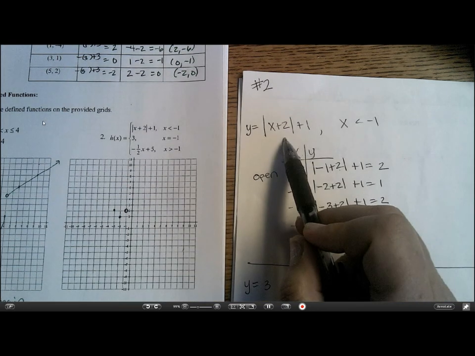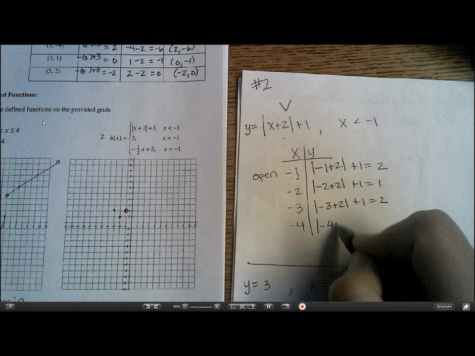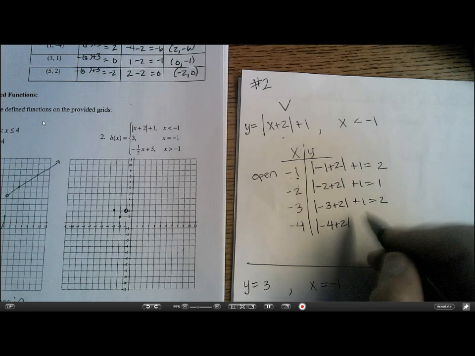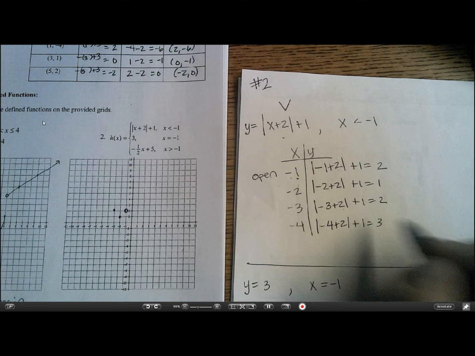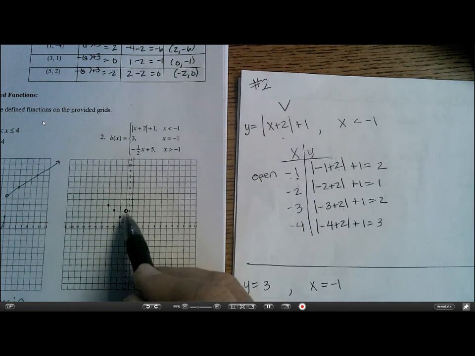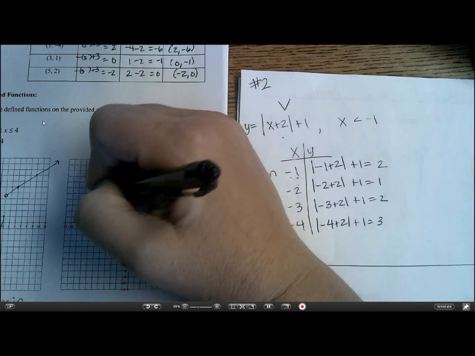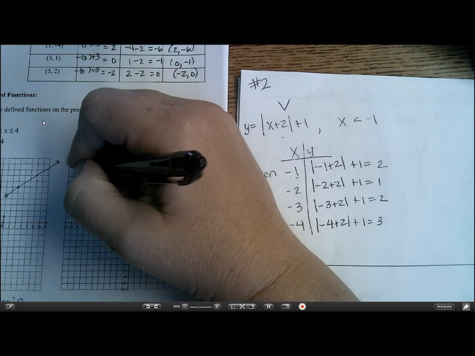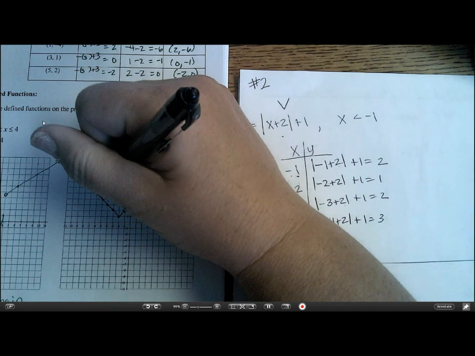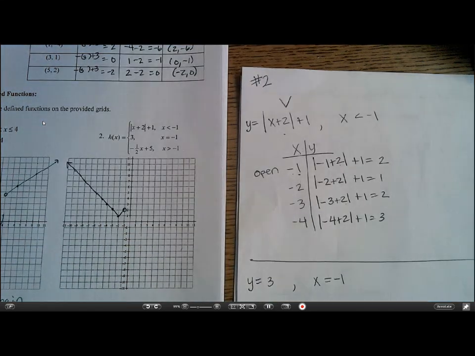Remember, an absolute value is going to be a V shape. And then we've got -4 plus 2 is -2. The absolute value of -2 is 2. 2 plus 1 is 3. And you can see that the V is going from here and then on over. So I just make a little tick mark. You could do more points if you needed to, but it is just going to continue on in that direction.